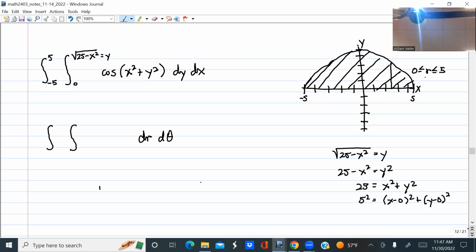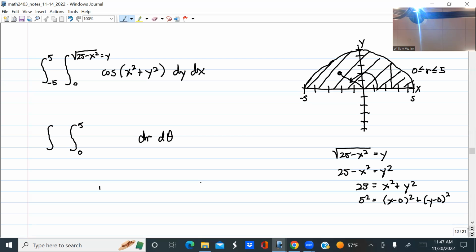So it looks like for our limits of integration, we would just have from 0 to 5, right? Now, what about for the limits of our angle? Here's where you have to be careful, okay? Because what about the angle of the points in this region? If you pick out a point here and think about its polar coordinates, you know its radius has to be less than or equal to 5, because you've got to be inside the circle. What about its angle? 0 to pi, right? Okay.